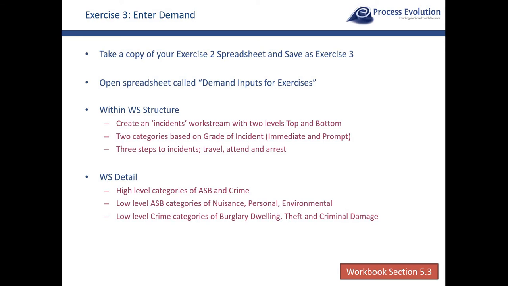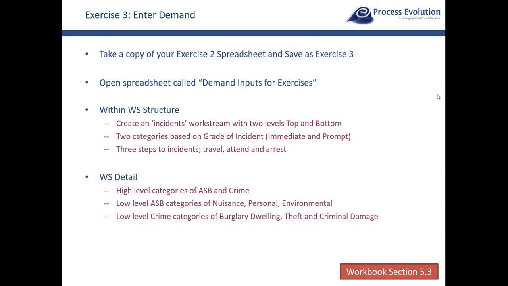For these incidents, there are 3 steps to each incident: travel, attendance, and arrest. Once again, these might be different in your force, but we're keeping it relatively simple for this training example. That's within the workstream structure sheet. In the workstream detail, we're going to have 2 types of incidents, so two levels of categories. One is ASB and one is crime. At the lower level, ASB is nuisance, personal and environmental, and crime is broken down into burglary dwelling, theft and criminal damage.